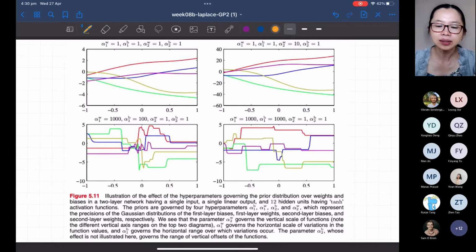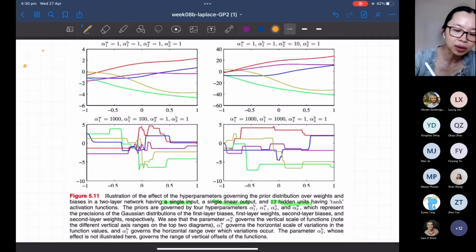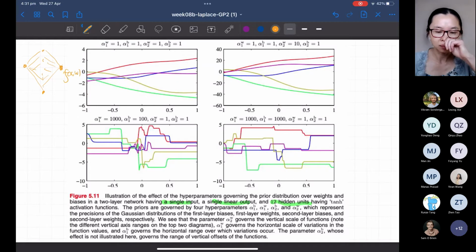So basically, a single input, a single output, the neural network has one input, one output, and 12 hidden units, exactly like what we drew last time. So basically there are 12 of these. This is what the neural net looks like, f of x comma w. And then alpha 1 superscript b is the bias. So these alphas are precision variables.